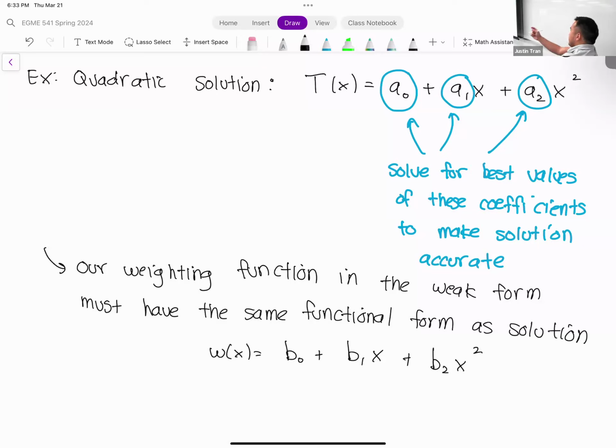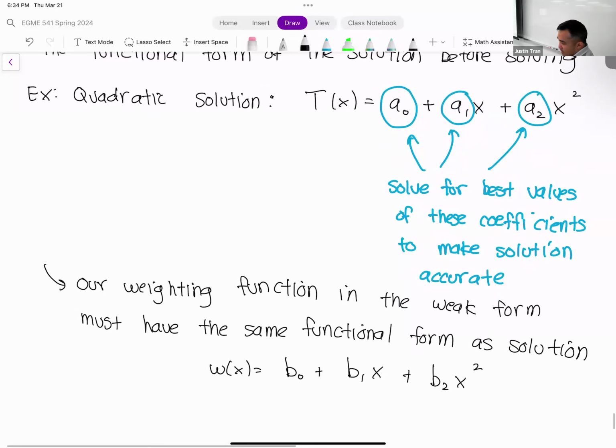All right. And so now the game that we're going to play here is we're going to try to solve for those coefficients. So that's the idea. To find an approximate solution, you have to first assume a functional form. And then you're going to find basically the best version of that function that satisfies your equation. Any questions on this so far?